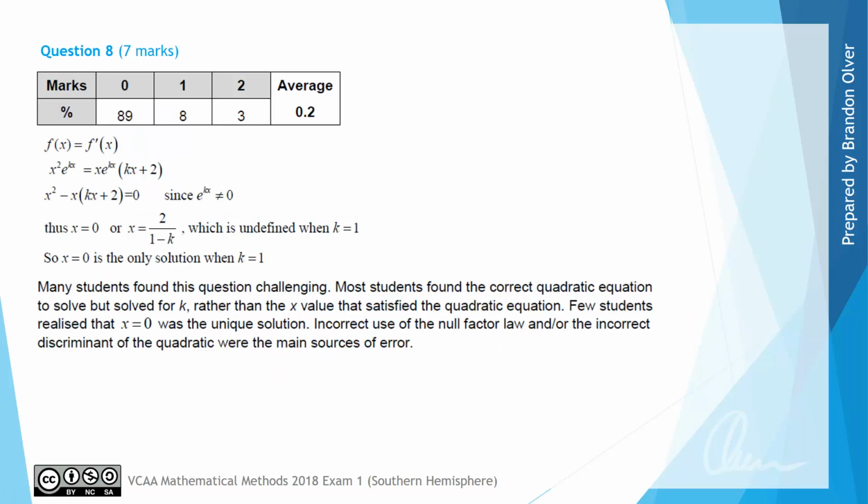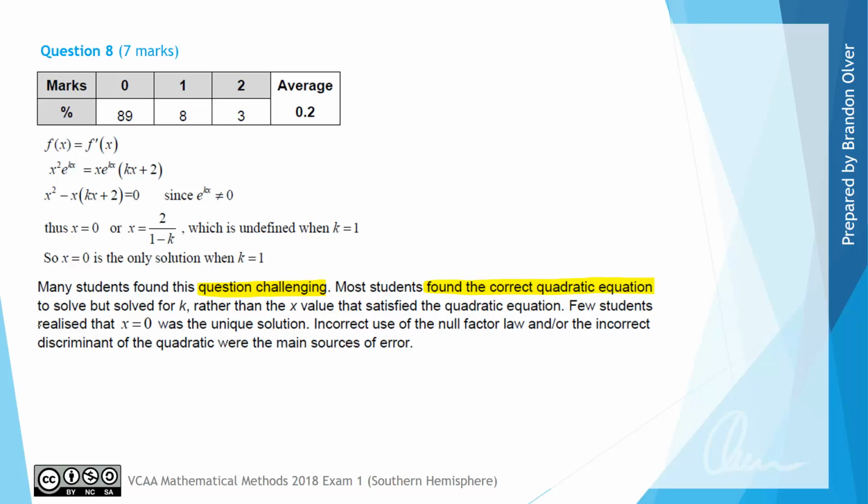So from the examiner's report, we can see that this was an exceptionally challenging question, with only 3% of students getting full marks for the question. And the examiner's report goes on to state that most students found the correct equation to solve. However, they often solve for k rather than x with the values that satisfied that equation.